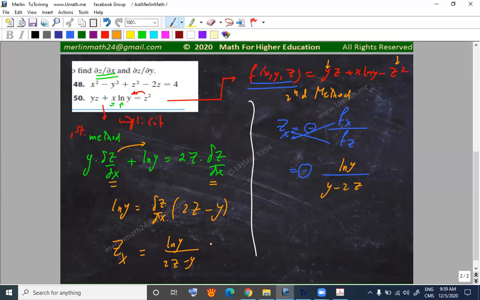Now you may ask, I have the minus. The minus right here can be shifted either up or down. If I shift the minus down, I would get ln y over 2z minus y. So do I have the same answer? Yes. Finish. Which one is faster?